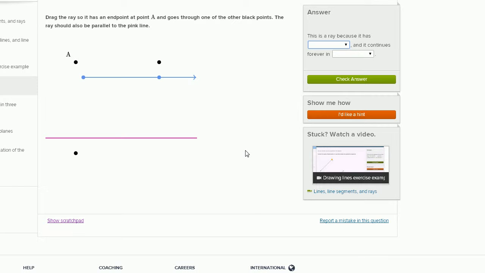Drag the ray so it has an endpoint at point A and goes through one of the black points. The ray should also be parallel to the pink line. It starts off at A, that's the point of origin for the ray, and goes through the black points.